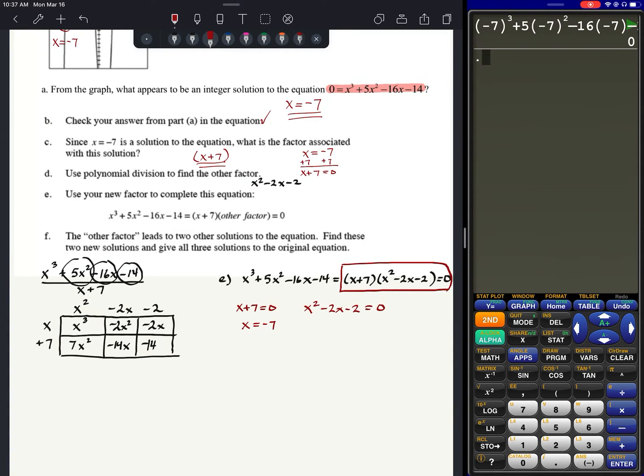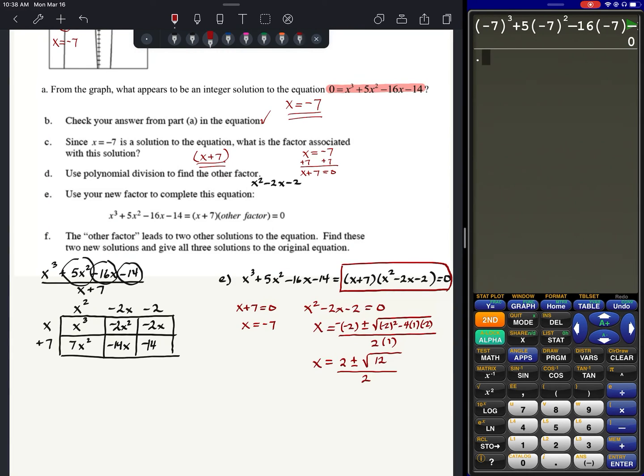Well, this one doesn't factor, so we're going to have to take it here and we're going to use our quadratic formula. So we're going to say the opposite of negative 2 plus or minus the square root of negative 2 squared minus 4 times 1 times negative 2 all over 2 times 1. We'll just simplify it down. We've got 2 plus or minus, that would be 4 plus 8 would be 12 inside of our square root. And that's all over 2.